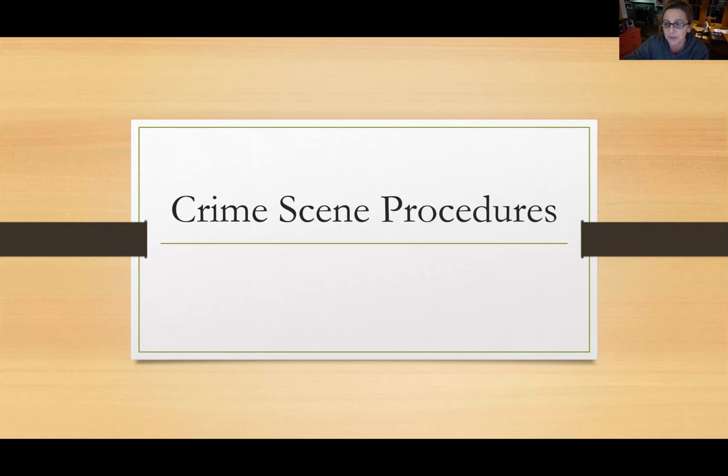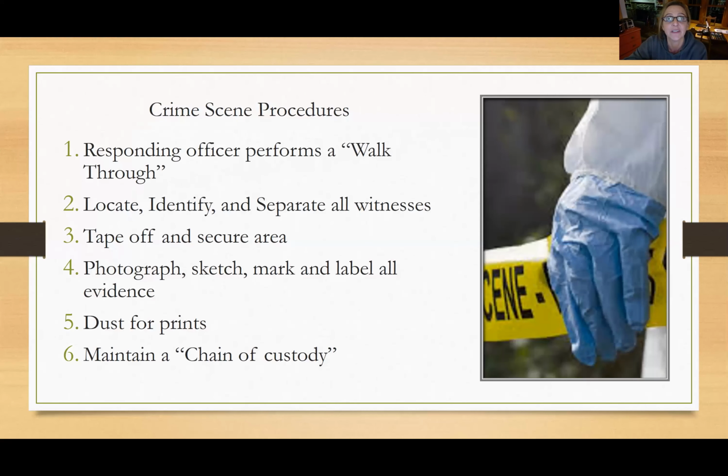So crime scene procedures, what we use in our class. We have 6 steps here. The responding officer performs a walkthrough. You locate, identify, and separate all witnesses. Third thing, you tape off and secure the area. Fourth is you photograph, sketch, mark, label all evidence. Fifth, you need to dust for prints. And 6, you maintain a chain of custody.